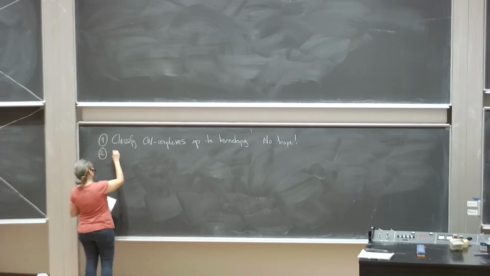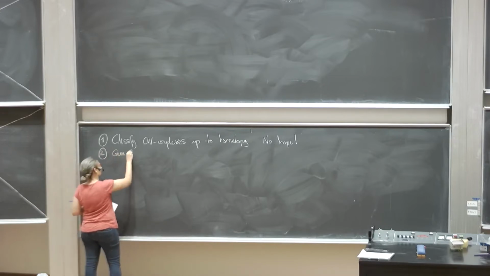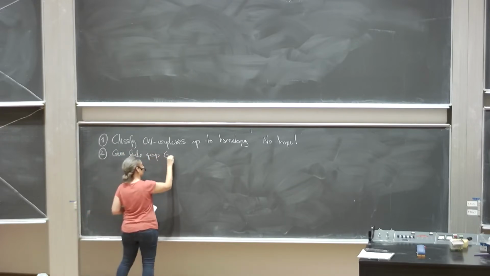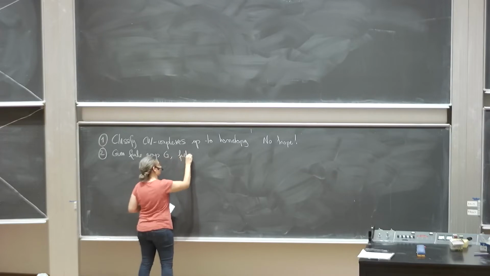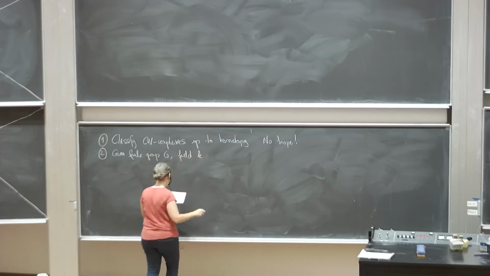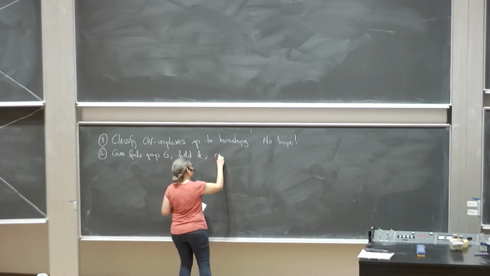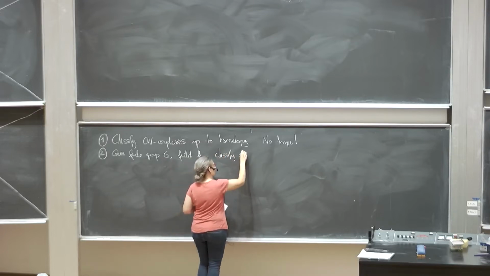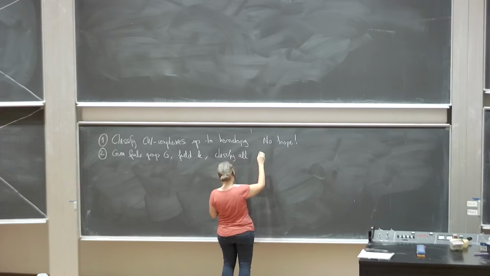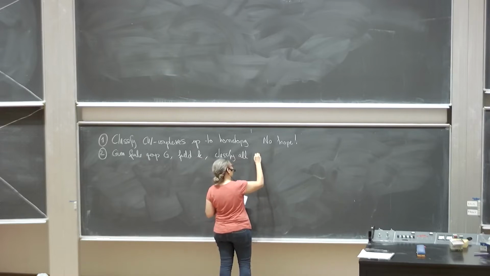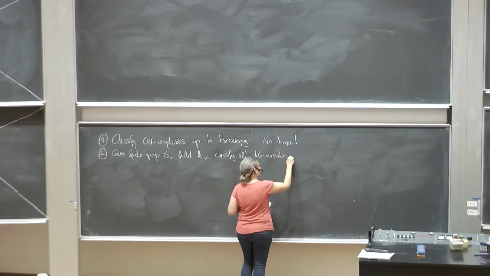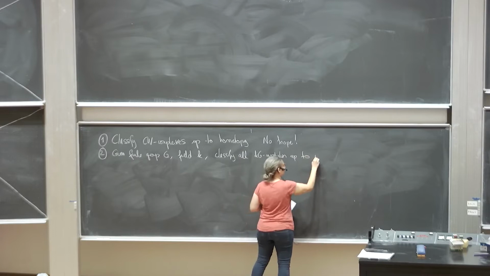The second is, given a finite group G and a field K, it could be classify all, let me write, KG modules up to isomorphism.